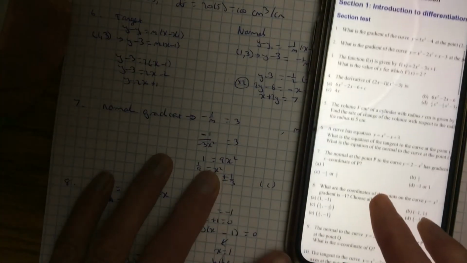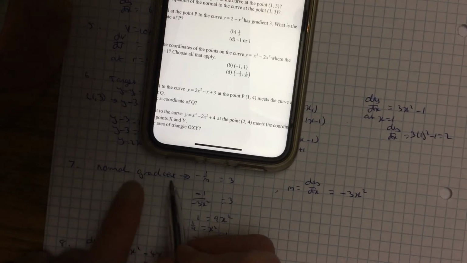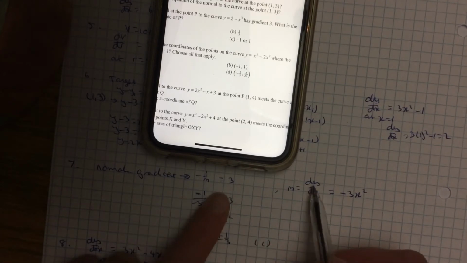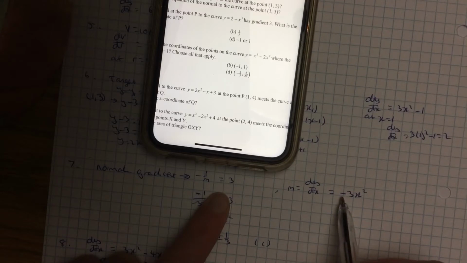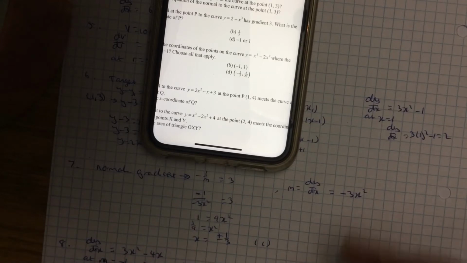Number 7, the normal to the curve. So we've got this, has got gradient of 3. So the normal gradient is -1 over m equals 3. So m is when you differentiate, dy by dx. So it's -3x squared. So put your m in there and just basically solve that wee equation.